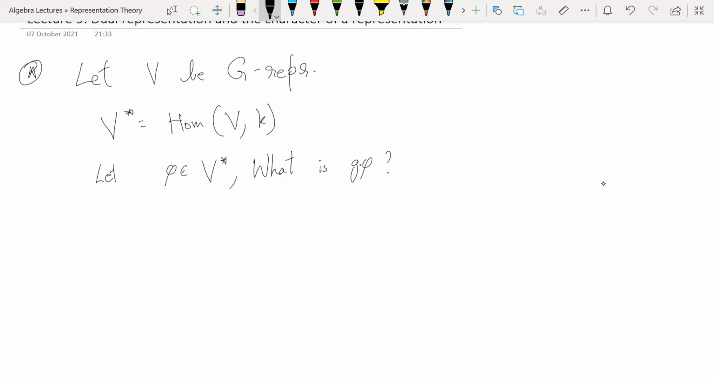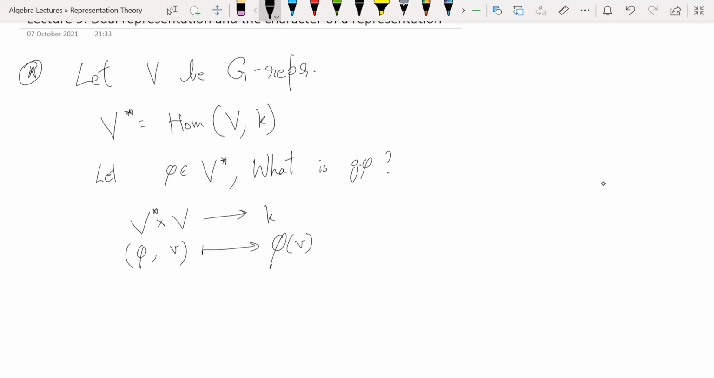First of all, we know that if we have V star, then of course there is a pairing between V star and V. Maybe I can write it as a map. There is a pairing from V star cross V to the base field K. And what is the pairing? If you have a linear map from V to K and you have an element in V, the only thing you can do is just evaluate it. So that is the pairing.